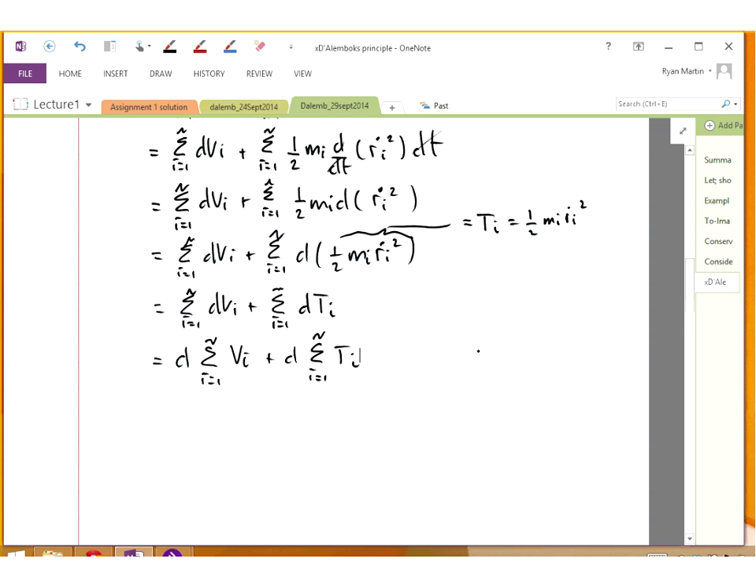Now, if I let the sum of the Vi, the sum of the potential energies of each particle, or the sum of the potentials associated with the force applied on each particle, equal V, and similarly the sum of the kinetic energies Ti equal T, then I can write that as d of V plus dT, or d of (V plus T). And remember, this is all D'Alembert's principle.